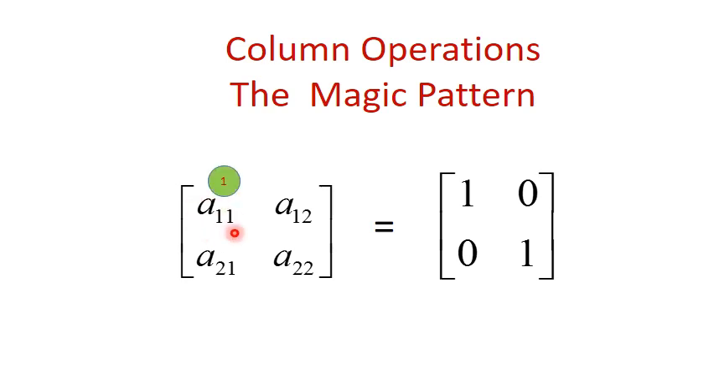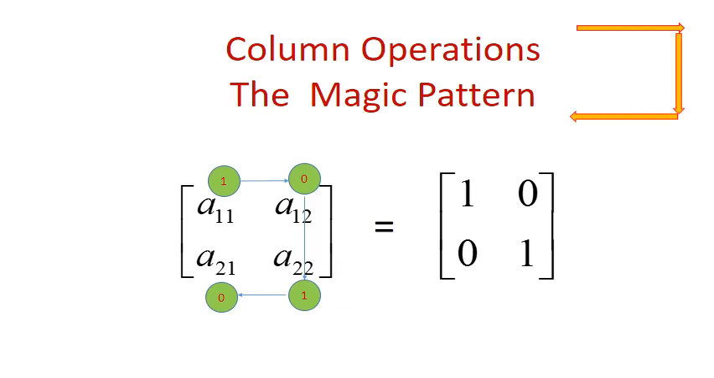First we change, as before, the first element A11 to 1. Then move right and change A12 to 0. Then move down and change A22 to 1, and move left and change A21 to 0. So the pattern goes like this: first start from the first element, go to the right, move down, and go to the left. This is the pattern.